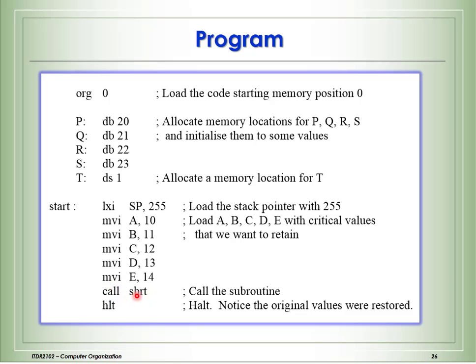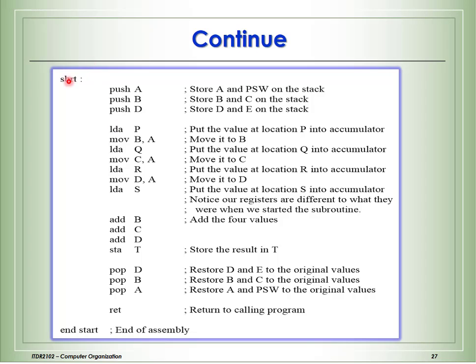So once we call a subroutine, this is unconditional, and then our program will jump to where? Here, to the subroutine. This subroutine is going to do some task for us. First of all, it will push the values on the stack. Store the value A and PSW on the stack, then store the values B and C on the stack, then the values of D and E on the stack.